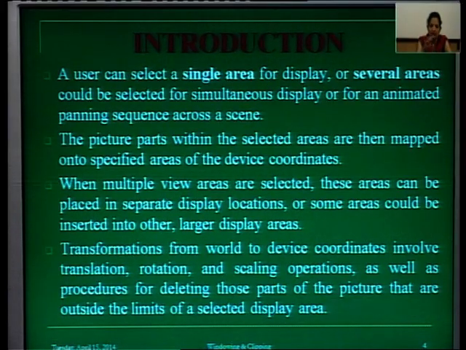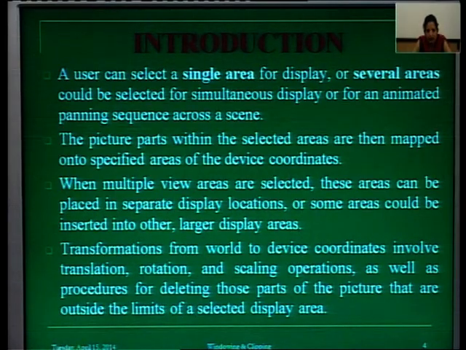Suppose sometimes the scene is varying from one position to another and the camera is still, and sometimes vice versa. The scene is still, and we are moving around the scene, we are moving our window, we are moving our camera around the scene. That effect is called the panning effect. So the user can select a single area for display, or several areas could be selected for simultaneous display on the single screen. The picture parts within the selected areas are then mapped onto the specified regions of the display screen on the device coordinates.